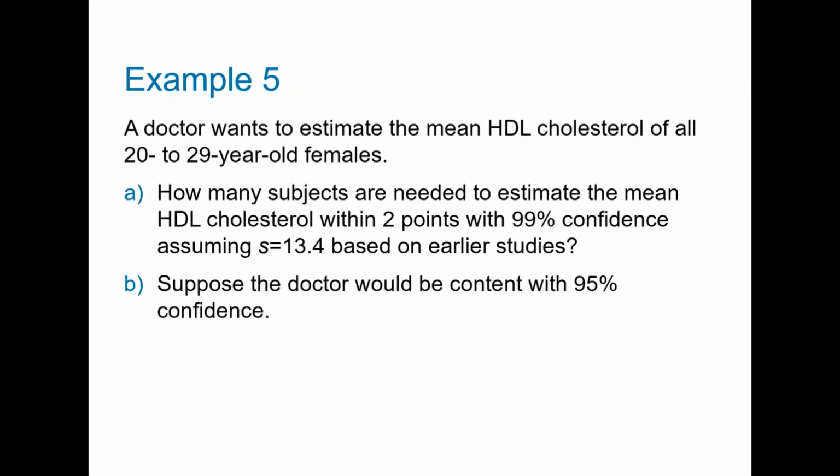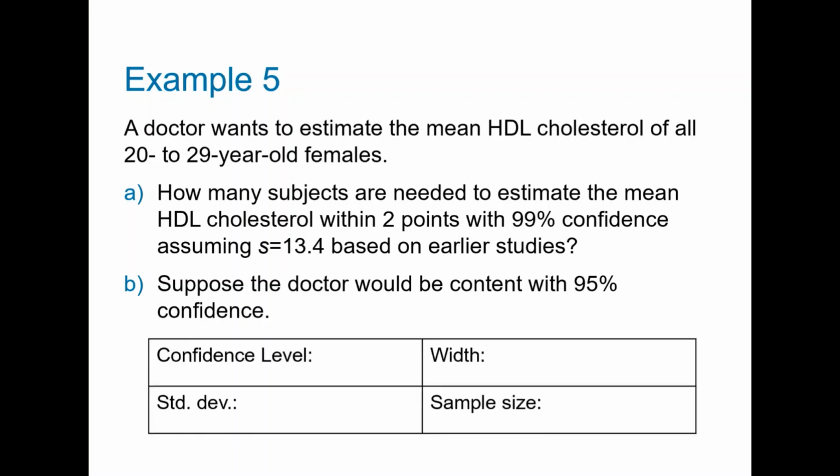We can compute the sample size by using StatCrunch or using the formulas in Table 5. First, let's use StatCrunch. In order to use StatCrunch, we need to find the confidence level, the standard deviation, and the width. We want 99% confidence, so the confidence level is 0.99. The standard deviation is 13.4. The width is twice the margin of error. We are told that we want to estimate the mean within 2 points, so the width is double that. So we double 2, so the width is 4.